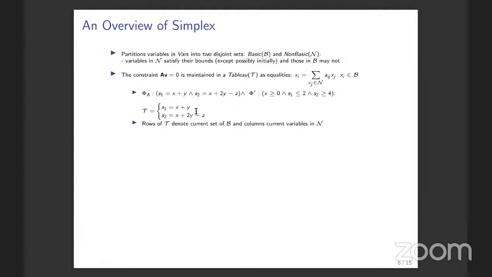And we will write the tableau in this fashion, not in a table fashion. The rows of T here, s1, s2, are the current basic variables, and the columns are x, y, and z. The left sides of the equalities here are the variables that are considered to be part of the basic variables.